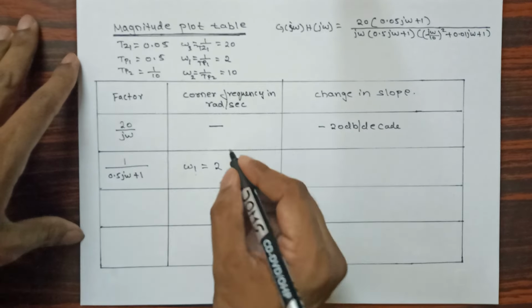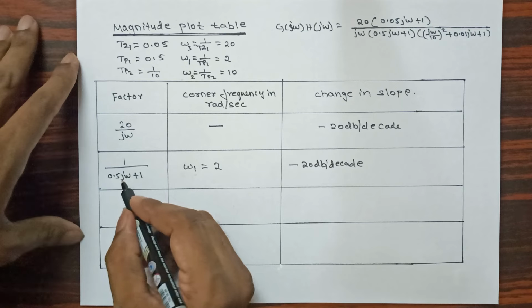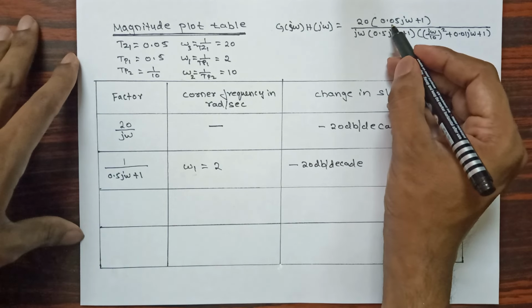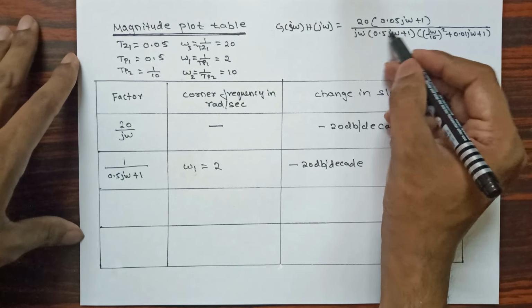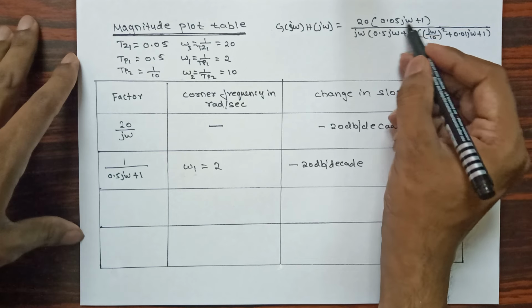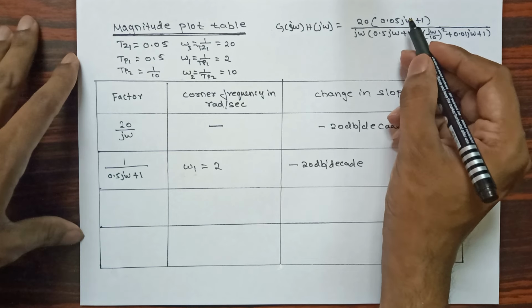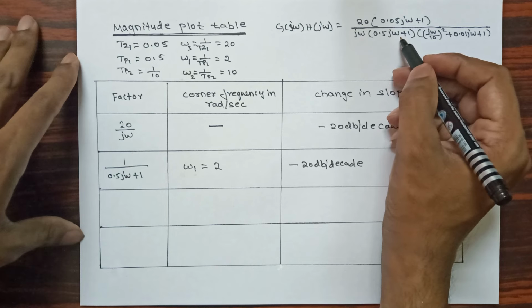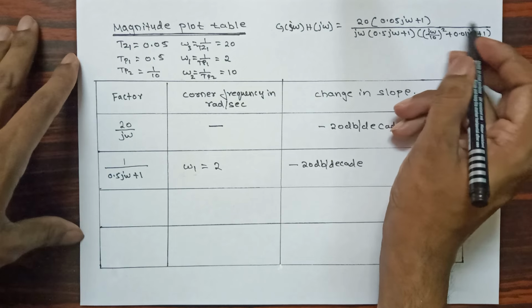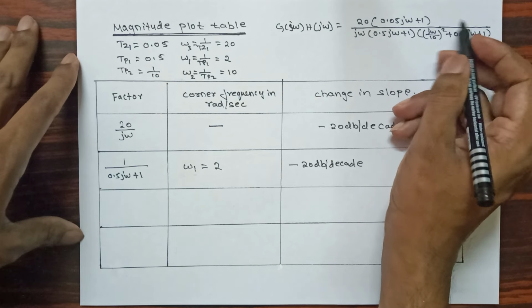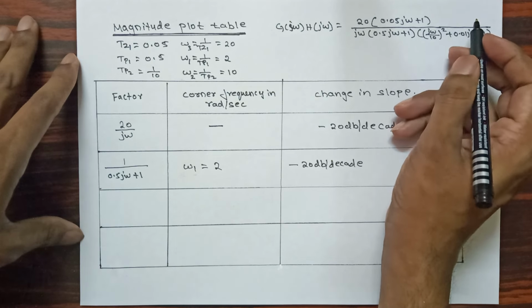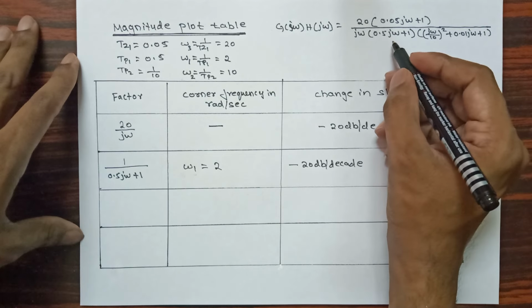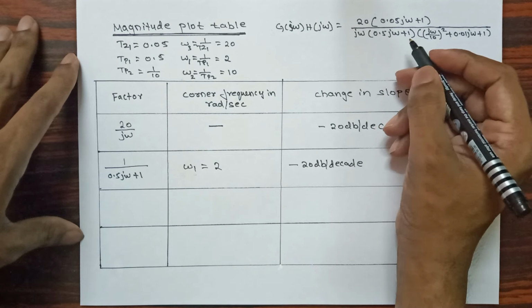Then I need to write the slope for this term. Remember, for a numerator zero term we consider plus 20 dB per decade, and for a denominator pole term we consider minus 20 dB per decade. Whatever the number of zero terms in the numerator, each will be plus 20, and each pole term in the denominator will be minus 20.